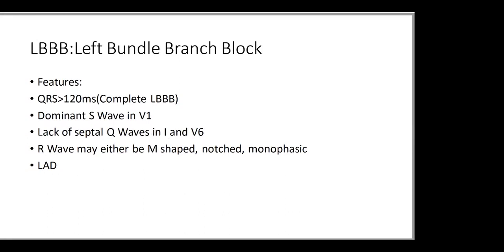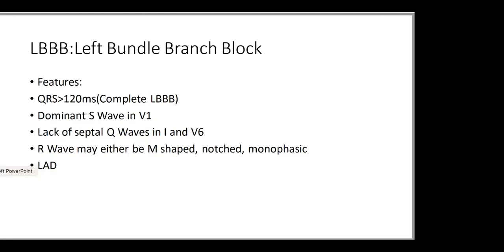If we have a blockage, then there is a delay. Like if you have a blockage on the left side, then the left side gets to contract later, and contraction basically means depolarization. If you have a block on the left side, it depolarizes later, which means the right side contracts first, and the impulses move from the right side to the left side. That is why we have lack of septal Q waves in 1 and 6.